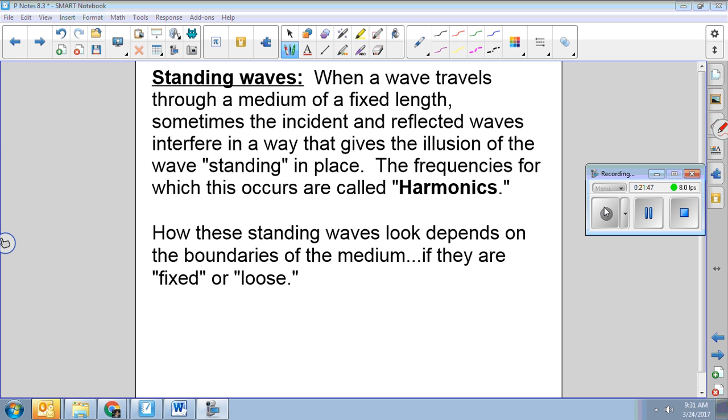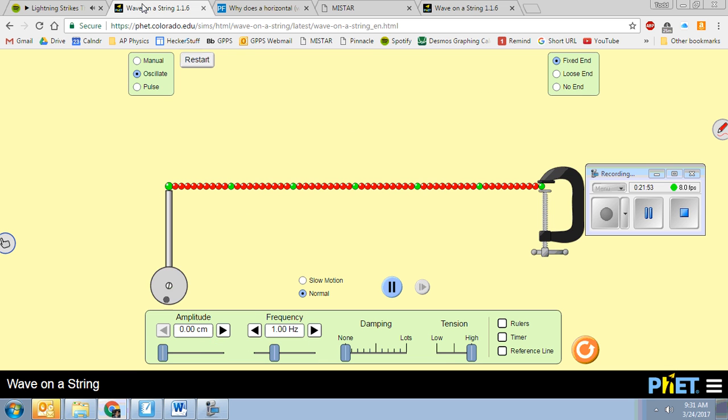Okay, so standing waves. I think it's probably easiest to just show you. So here we go. All right, so right now, this little vise here represents this end being fixed. So this little green dot at the end of my medium is not going to move. And notice this is a fixed length, right? The length of this thing is not going to change, all right?